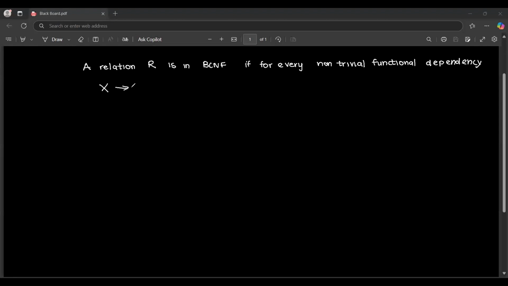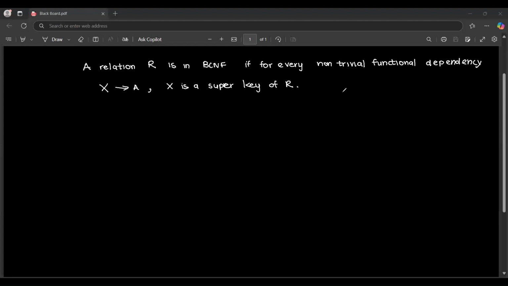A relation schema R is in BCNF if for every non-trivial functional dependency X functionally determines A, X is a superkey of R.